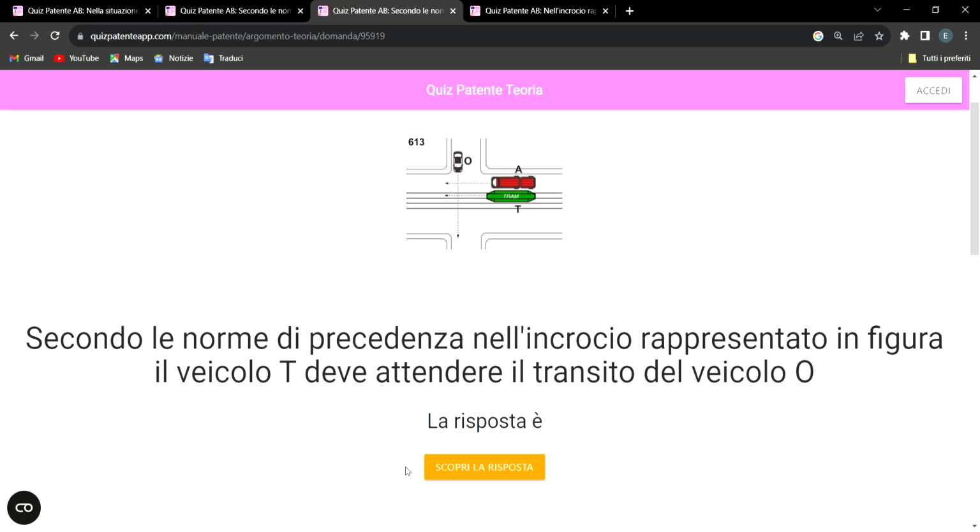So now the question is saying the opposite. The question is saying that vehicle T, which is the tram, should wait for the transition of vehicle O. In other words, vehicle T, the tram, has to wait for vehicle O to transit first. So for that reason, the answer to this question is false. You can see it is false. So in a situation like this, tram will transit first, followed by vehicle O, then lastly followed by vehicle A.